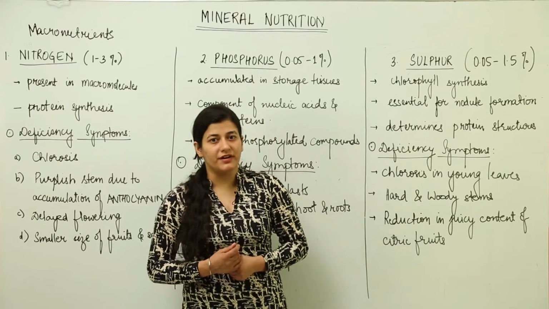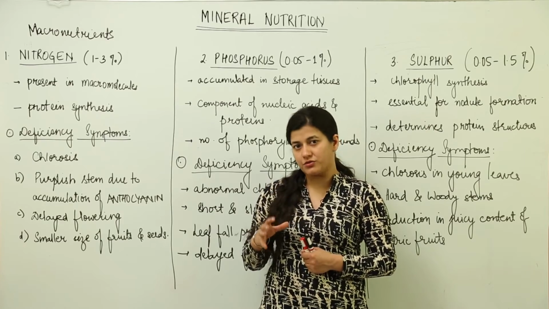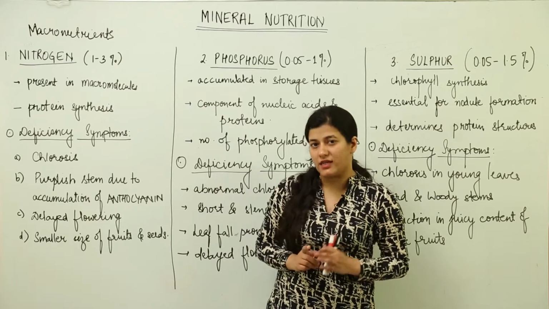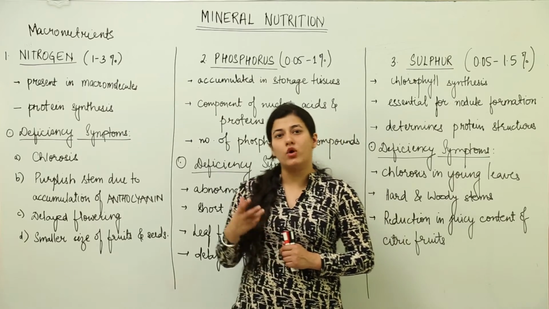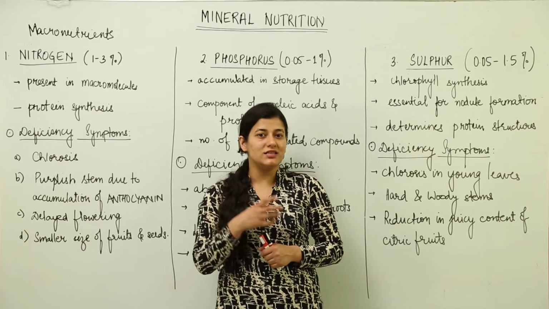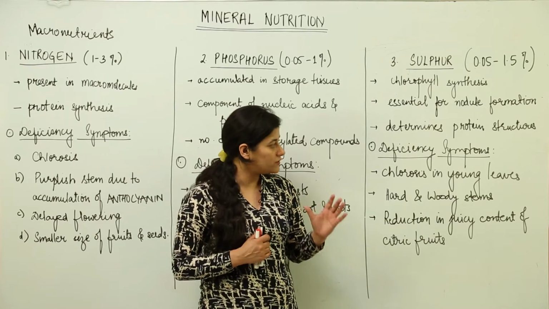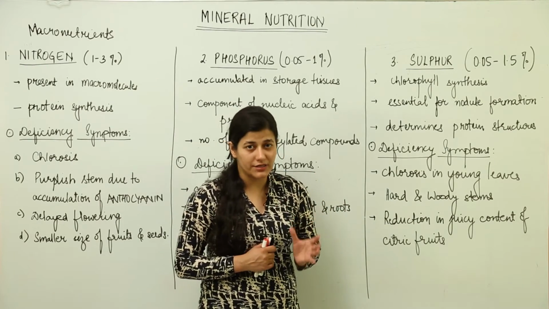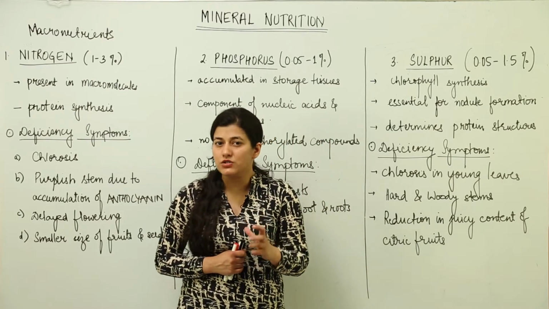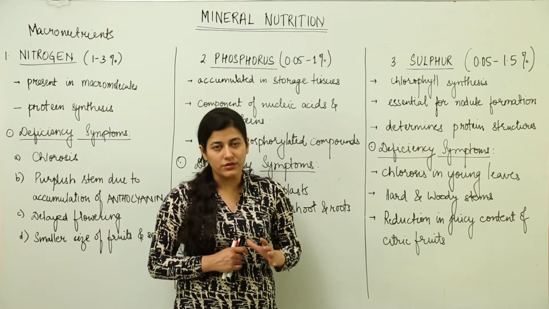Now the next point of understanding in mineral nutrition is the role of each macronutrient individually. So we are going to take nitrogen, phosphorus and sulphur: what are their roles and what deficiency symptoms a plant is going to show in case these nutrients are deficient in the soil. That means the soil does not have the required critical amount of the nutrients, or due to some reason the plant is not able to take up these mineral elements. So we are going to see their roles individually.